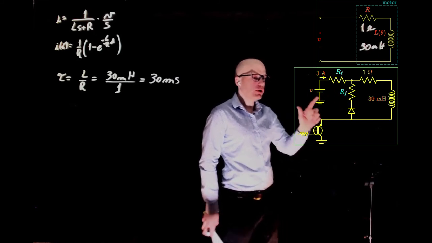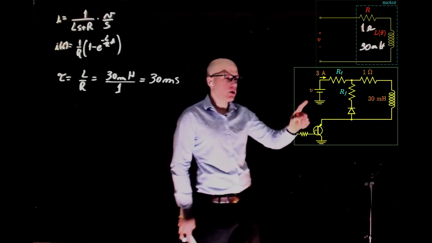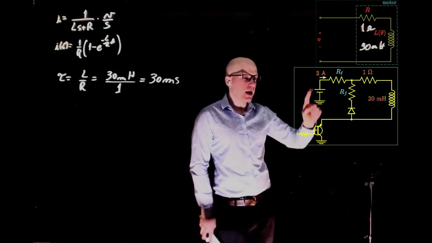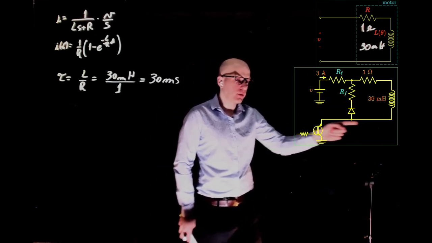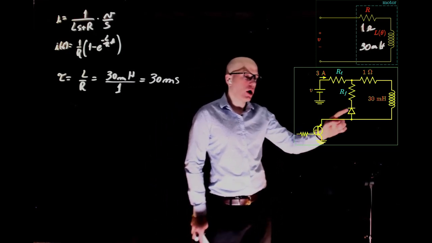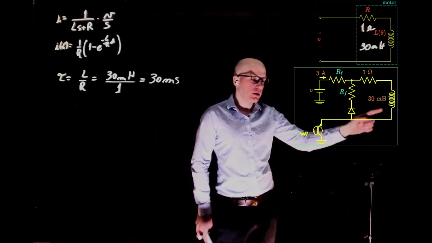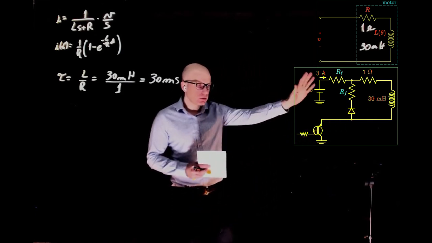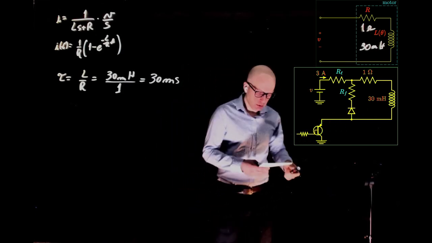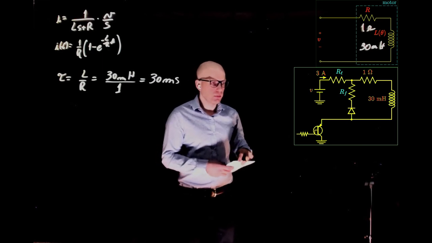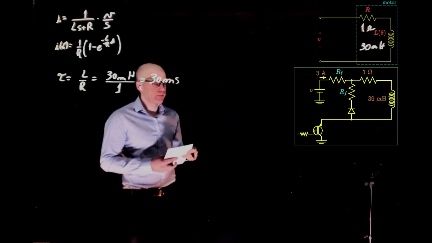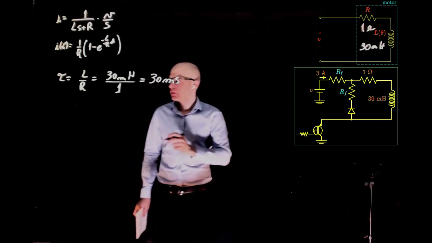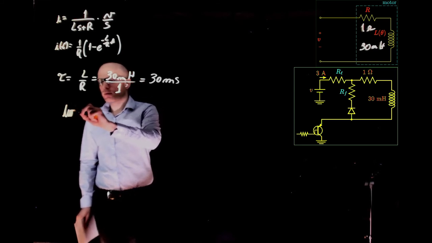So now we have two different time constants. We have a time constant on that will depend on this path, and you have a time constant off that depends on this path as it turned off. Is the working principle of this clear? Sir, can you explain why the diode's there?